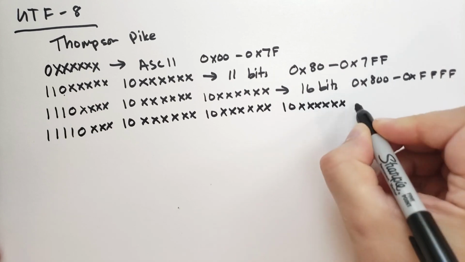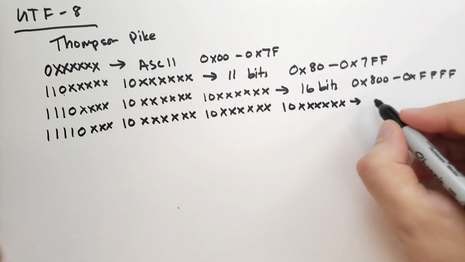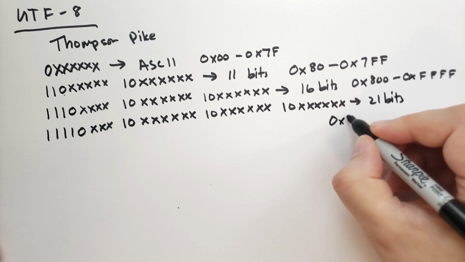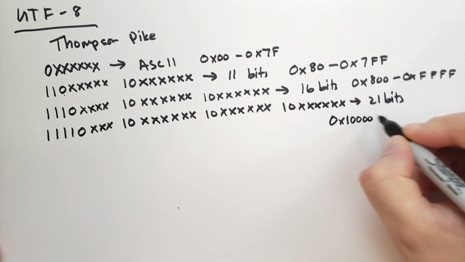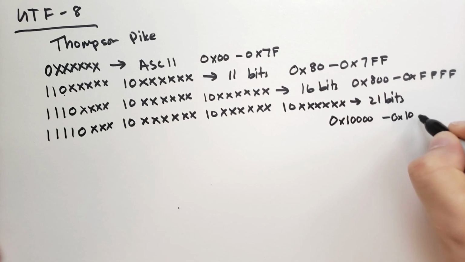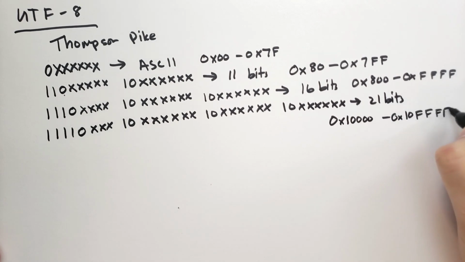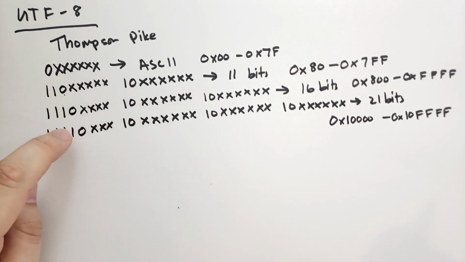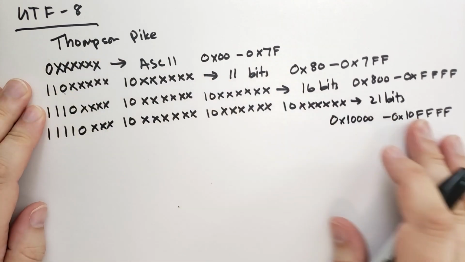This will give you 21 bits, which gives you 0x10000 to 0x10FFFF, which is the remaining Unicode code points. So each Unicode code point can be encoded with a single byte, with 2 bytes, with 3 bytes, or with 4 bytes.